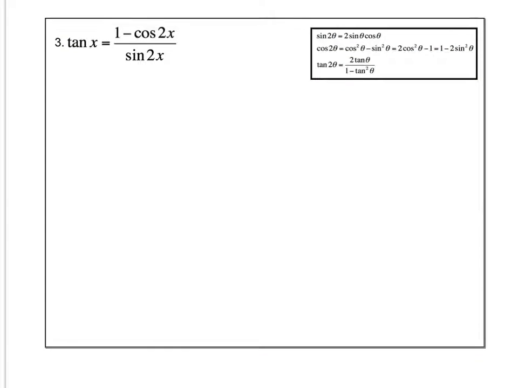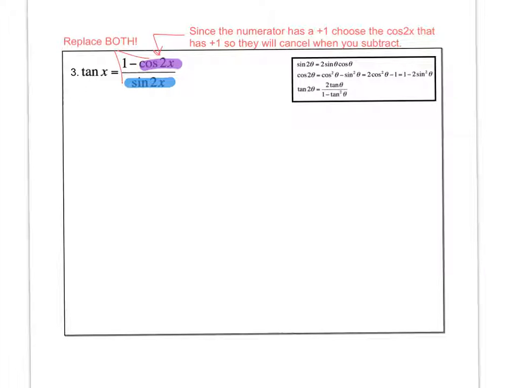So the very first thing I notice in this particular problem is we actually have 2 double angles. So we're going to need to replace both of them. I'm going to need to replace cosine 2x, and I'm going to need to replace sine 2x. So the big question is, what do I replace the cosine 2x with?